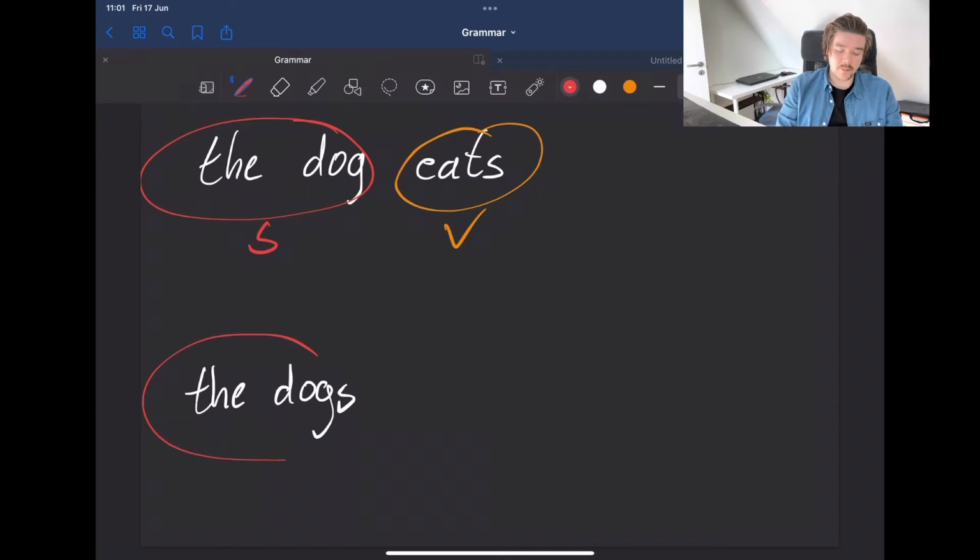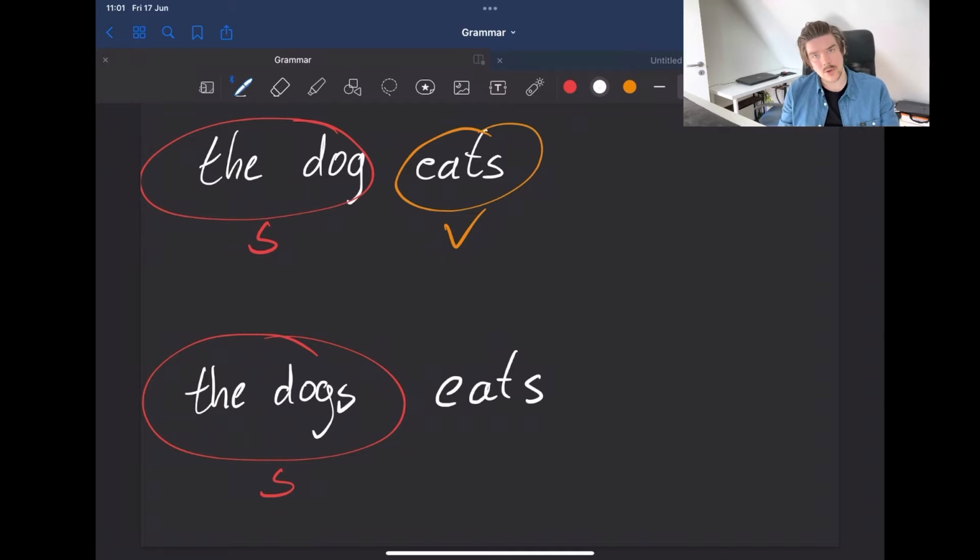Because if we have a plural subject, can I do this? No, I cannot. Because now with a plural subject, I need to change the verb. I need to remove this S at the end. So this is the concept of subject-verb agreement.